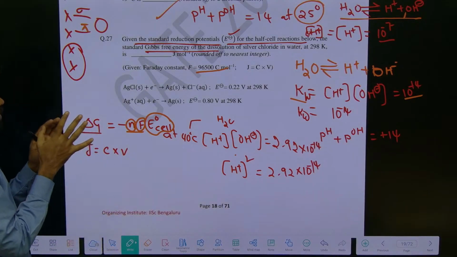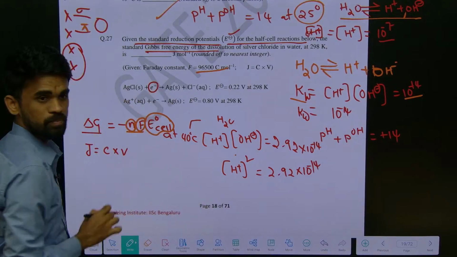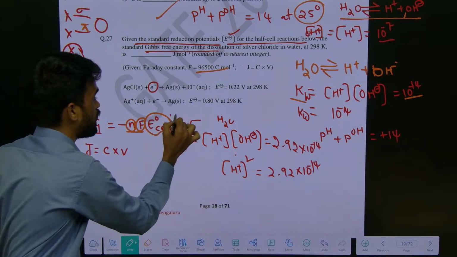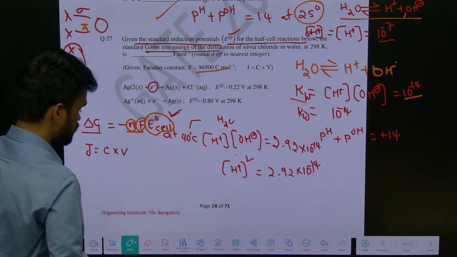So n indicates the number of electrons, F indicates the charge, Faraday's 96500 as mentioned here, and E naught cell means the cell potential you need to take. But the thing is, finding the number of electrons here is easy. How many electrons are participating? 1, that is easy. Faraday is also given, that is also easy. But finding E naught cell is a tricky thing here. Okay, I will tell you the way to solve, then you can further calculate.